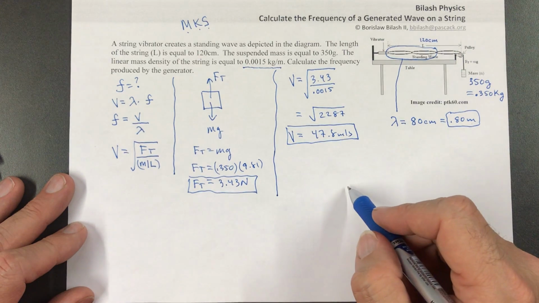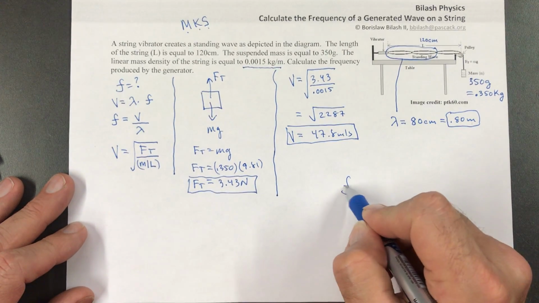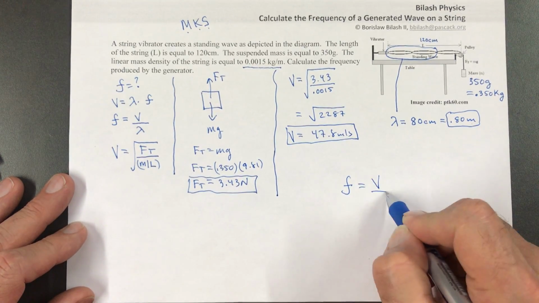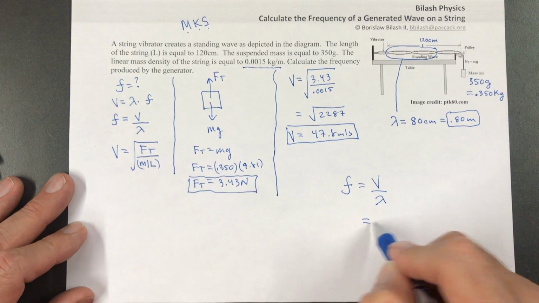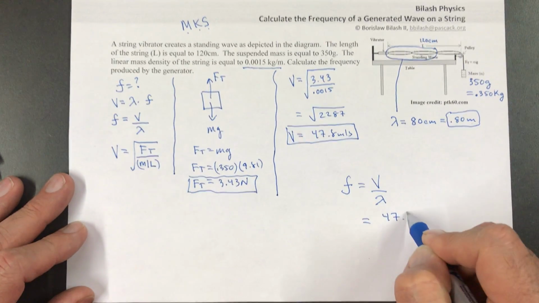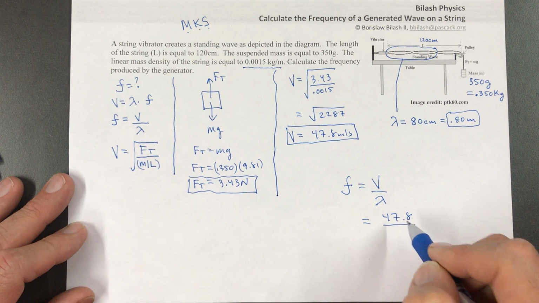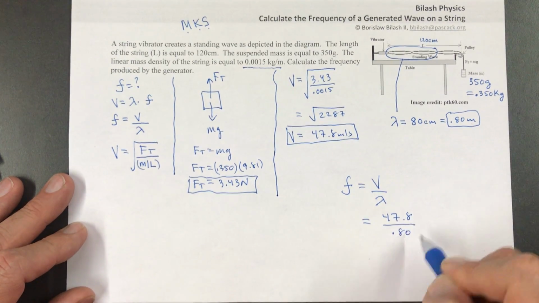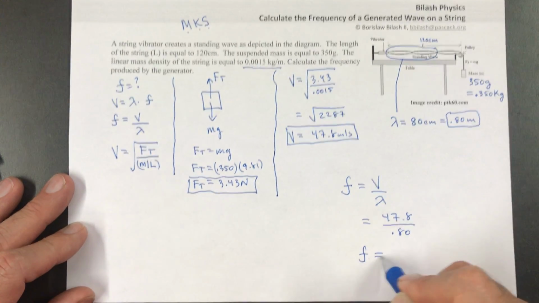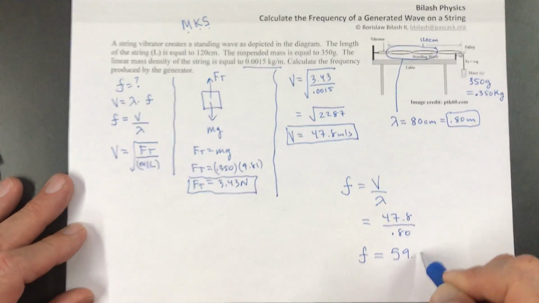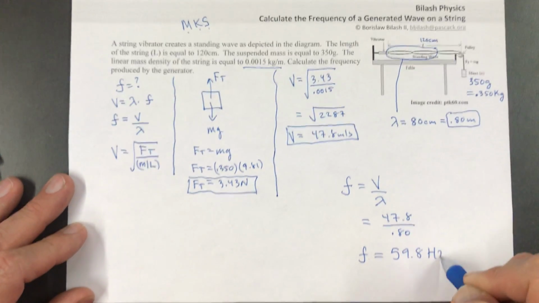So the final step is going to be frequency is equal to velocity divided by the wavelength. Velocity is 47.8. The wavelength is 0.80. So the frequency is equal to 59.8 hertz.